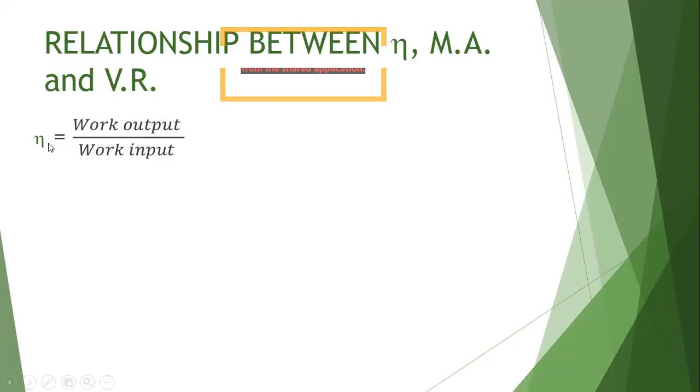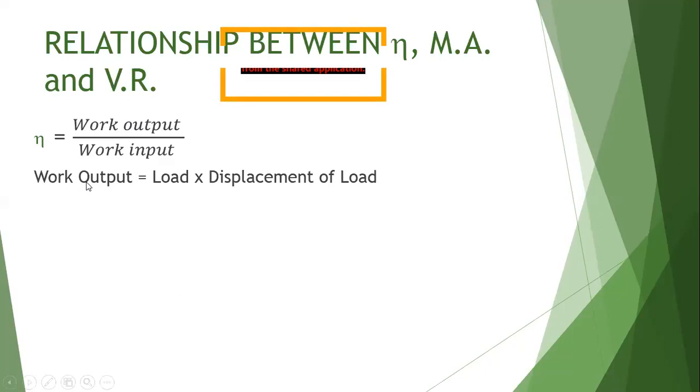You know very well, efficiency is what? Work output upon work input, or you can say useful work output divided by total work input. So what is work output? Now let's understand work. Let me recollect the concept of work that we have studied in chapter number 2. Work is force into displacement. Yes or no? Force into displacement.